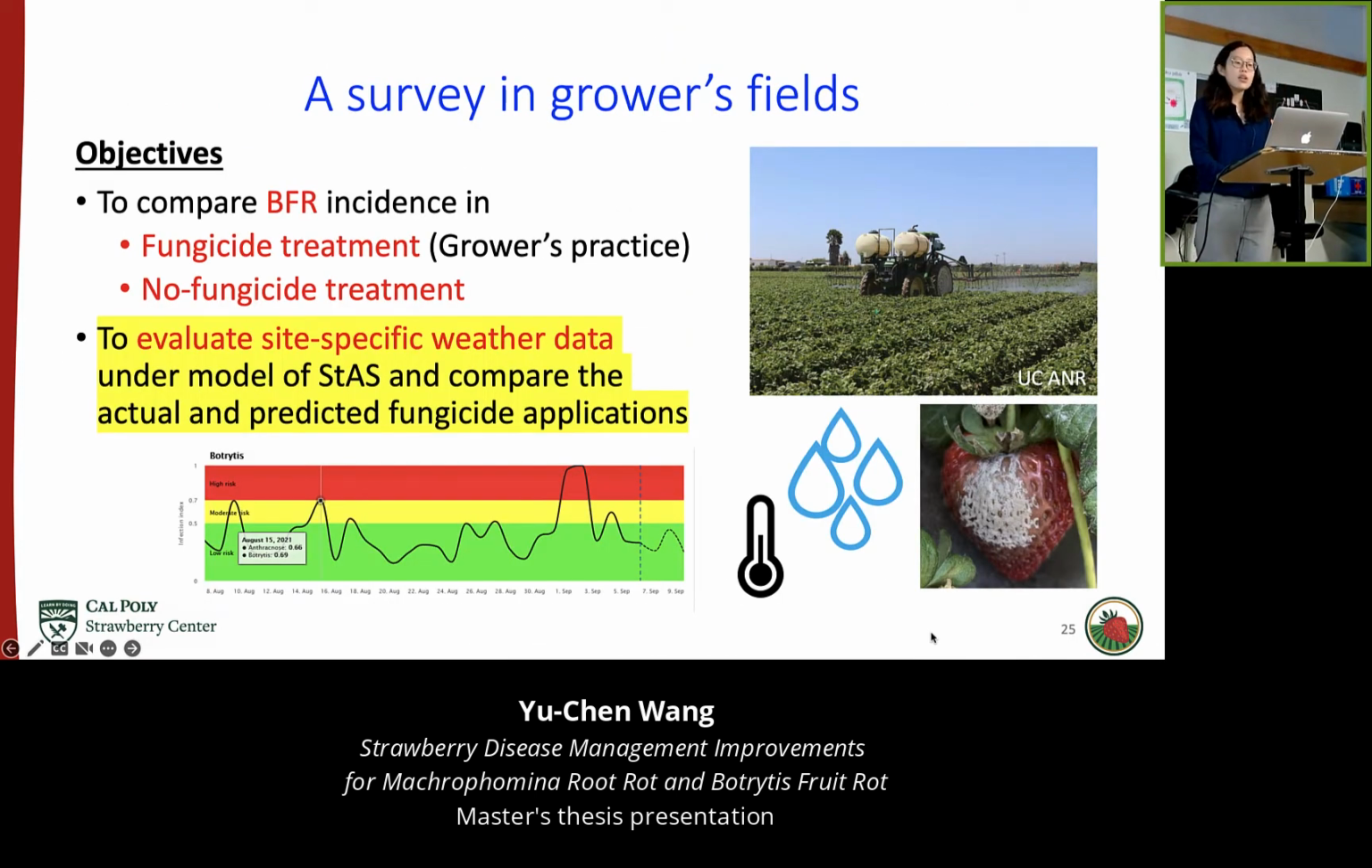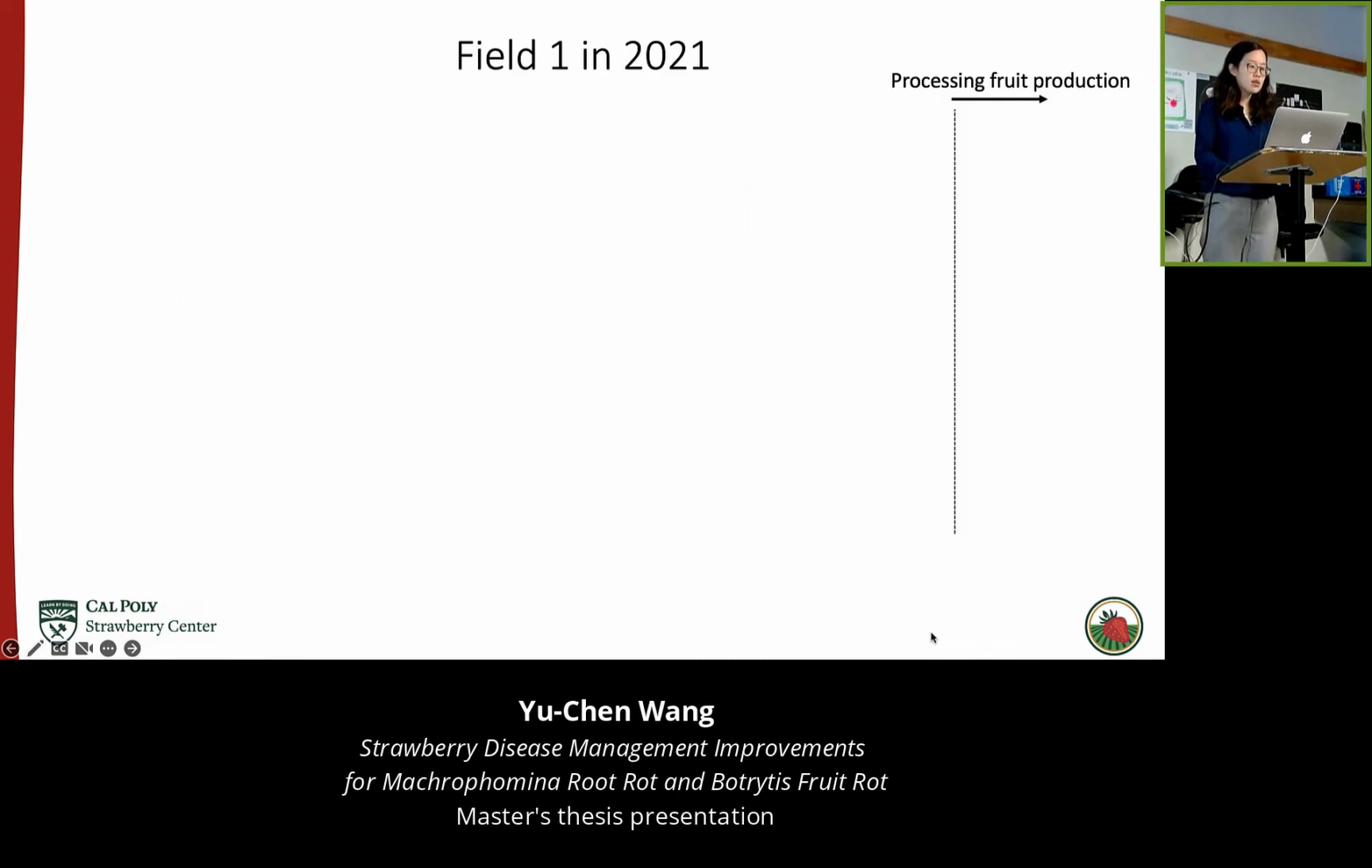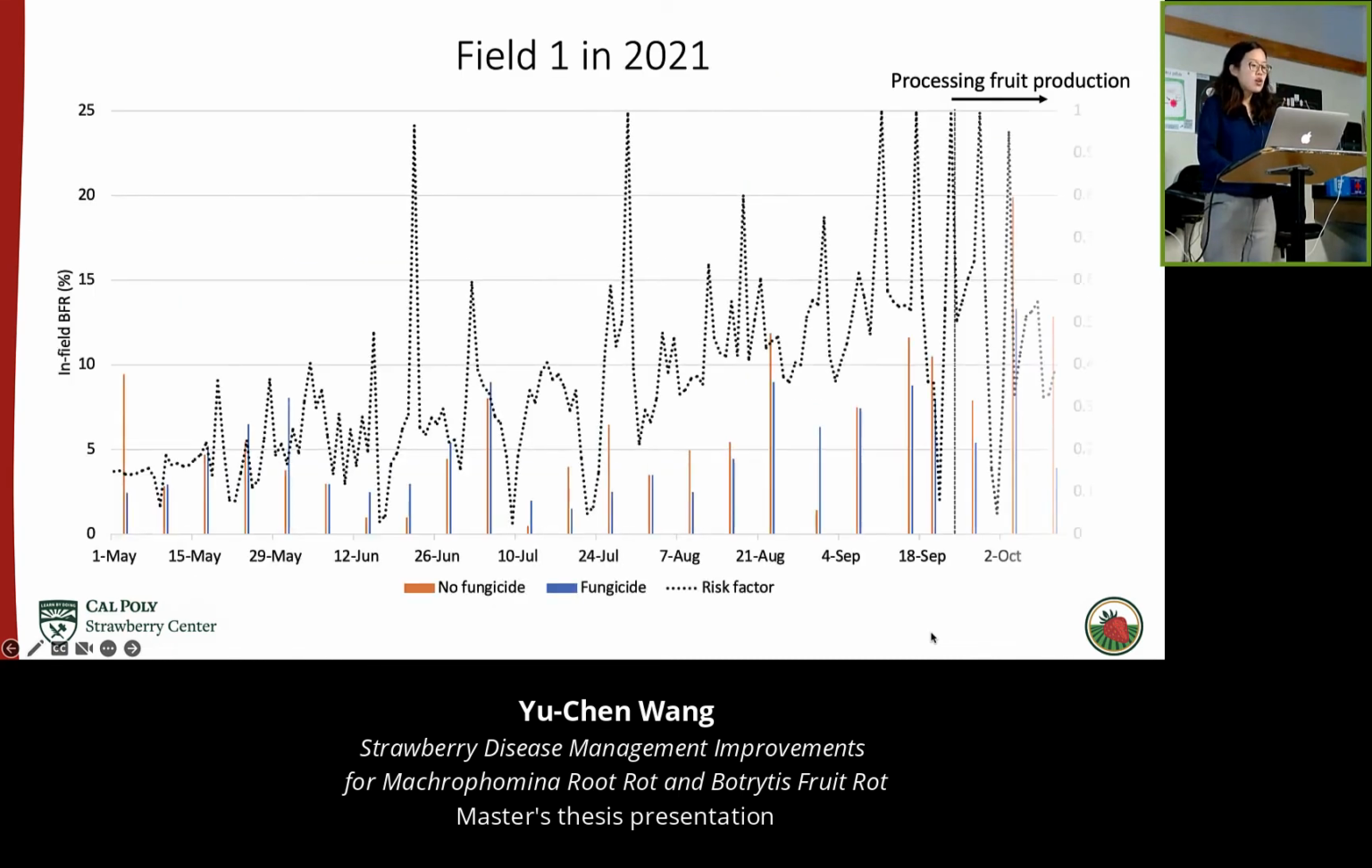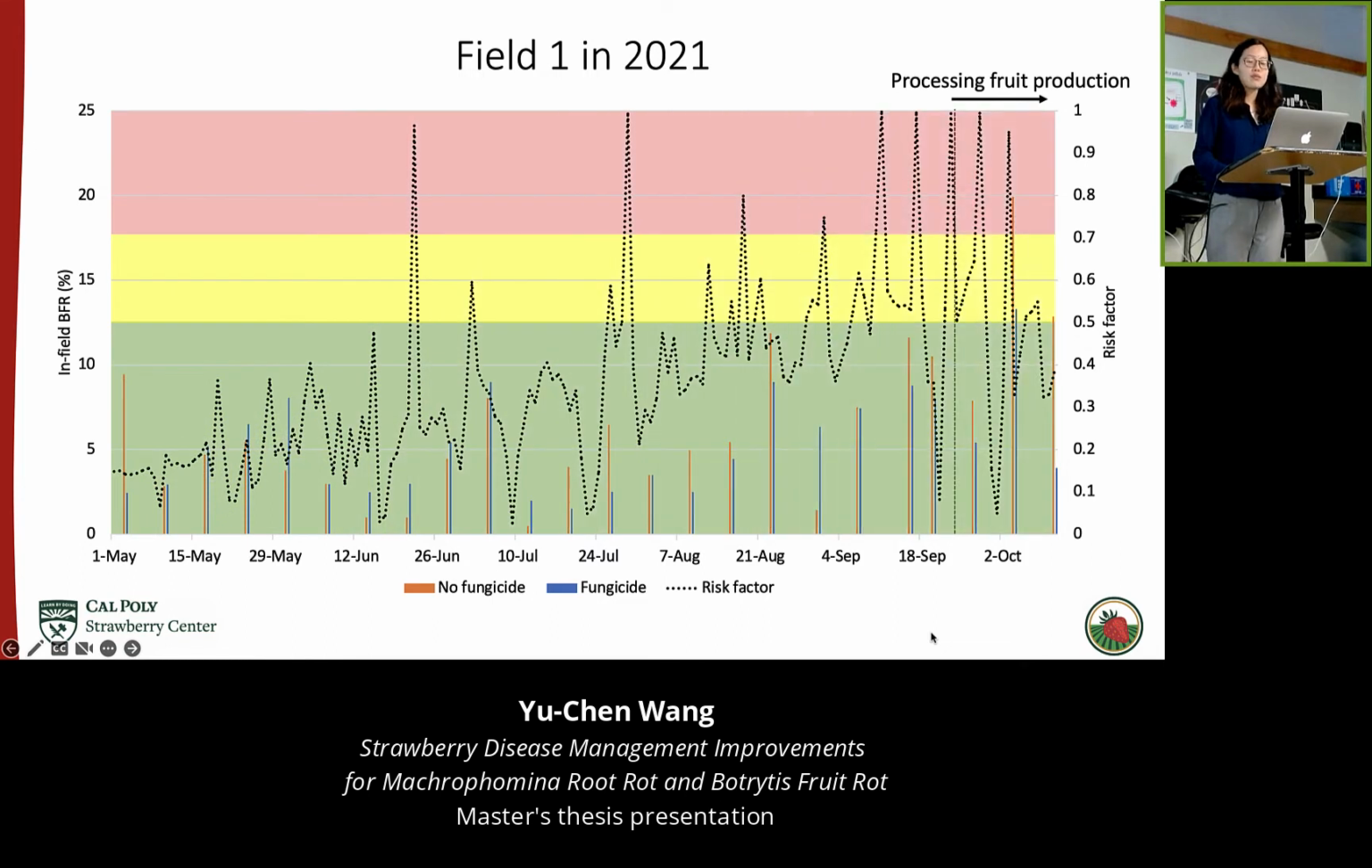Okay, moving on to our next objective. We would like to apply California weather data to the disease model made by the Strawberry Advisory System. Showing the raw data here, field 1 in 2021, we see that over time, the incidence in the bars and the risk factor in the dotted line. Applying them to the risk factor, green is for low risk, yellow for moderate risk, and red for high risk. And we can see that sometimes it goes to high risk.